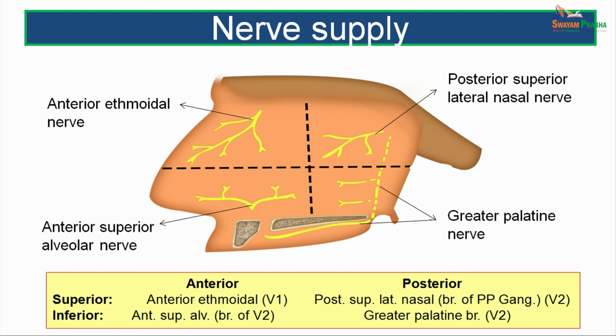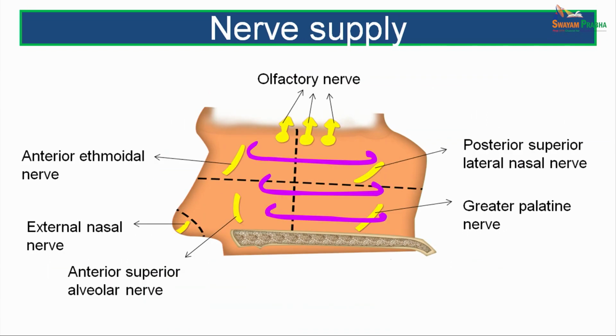The posterosuperior quadrant, the sensations are carried by the posterior superior lateral nasal nerve, which is a branch coming from the pterygopalatine ganglion, which is coming through the maxillary division of trigeminal nerve, whereas the posteroinferior quadrant is supplied by the greater palatine branch of the pterygopalatine ganglion coming via the maxillary division of the trigeminal nerve. Let us see another picture showing the nerve supply.